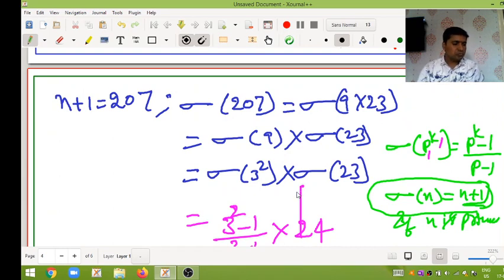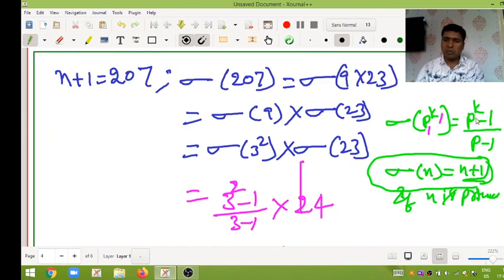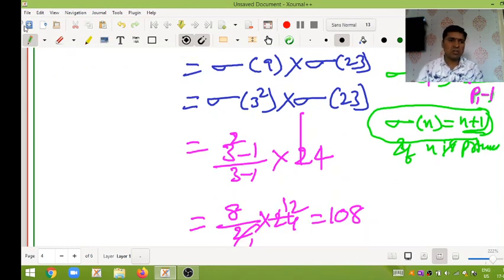Okay. Next question we want to check. Here 3 cube, k plus 1 by p1 power, formula. Correct it. Sigma of p1 power k1 is equal to p1 power k1 plus 1 minus 1 by p1 minus 1, my dear friends. So that's why here what will come?